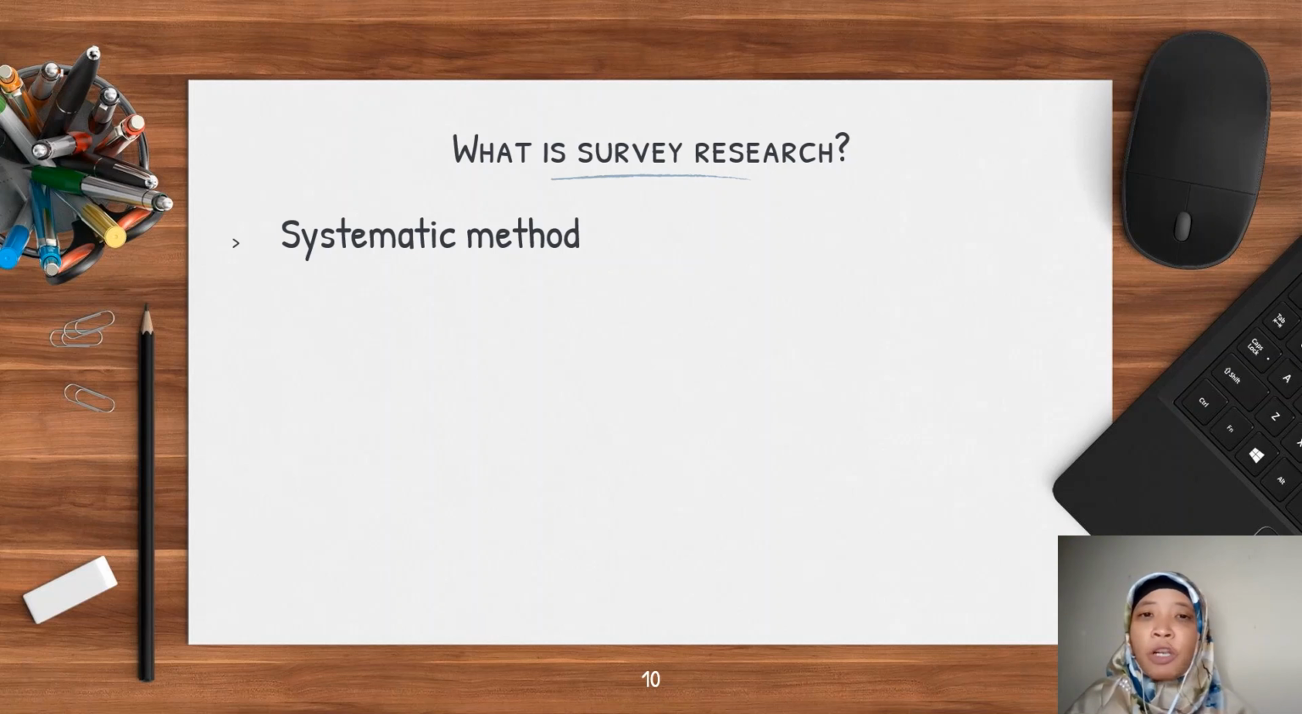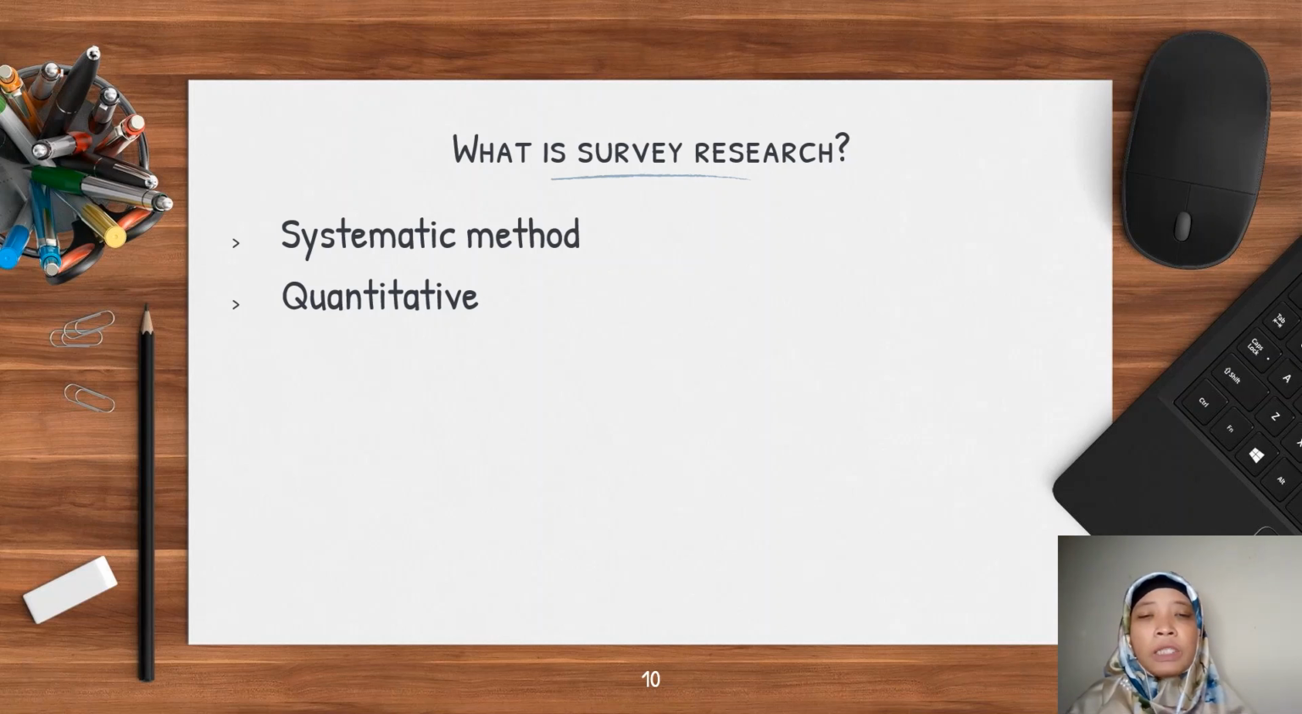To be called scientific, we have to follow a systematic procedure. You remember that one of the criteria or characteristics of scientific research is replicability, right? So when we follow a systematic procedure, other researchers in the future will also be able to follow the same procedure to replicate our research, maybe in different settings or with different populations or different samples.